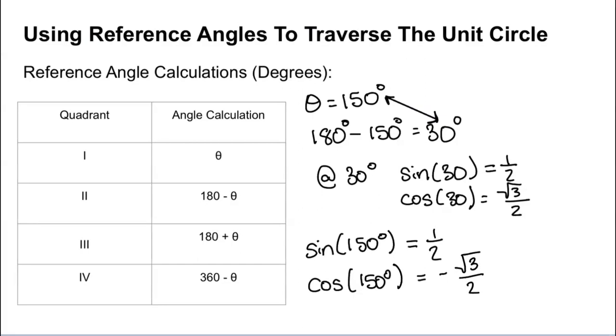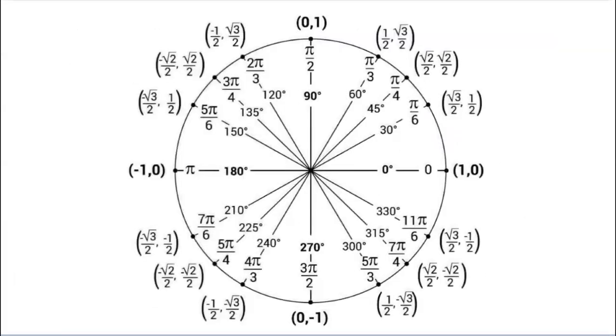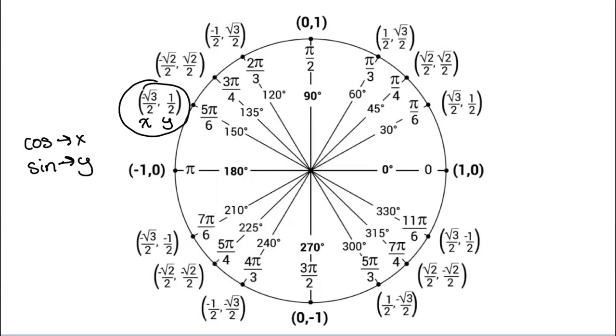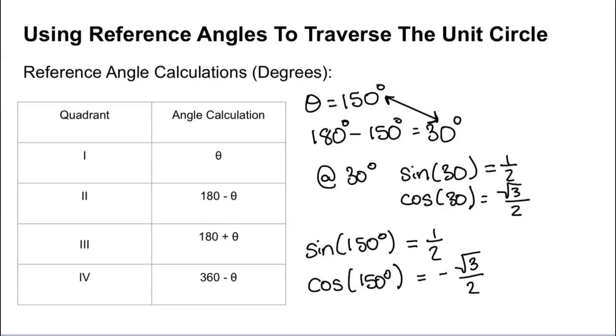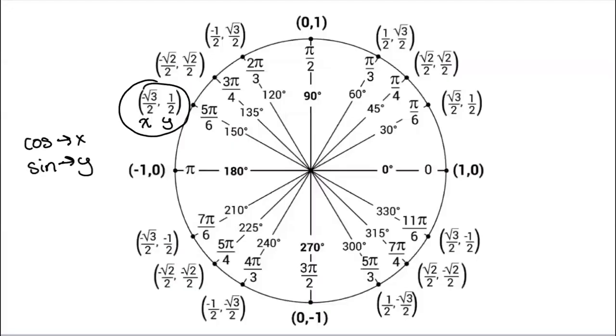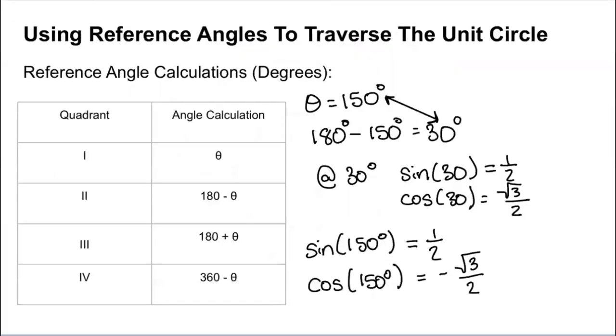And we can verify. If we go to our unit circle, we pinpoint 150. Yes, right here. This is our x. This is our y. So cosine corresponds with our x, sine with our y. Cosine of 150 should be negative root 3/2. That's what we have. And sine of 150 should just be 1/2. And that's what we have. And this holds true for any of the angles in quadrant two.